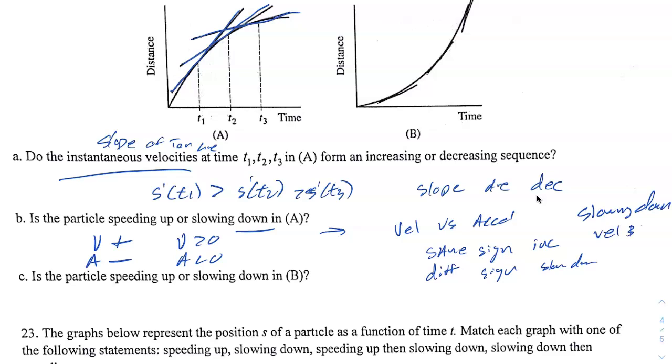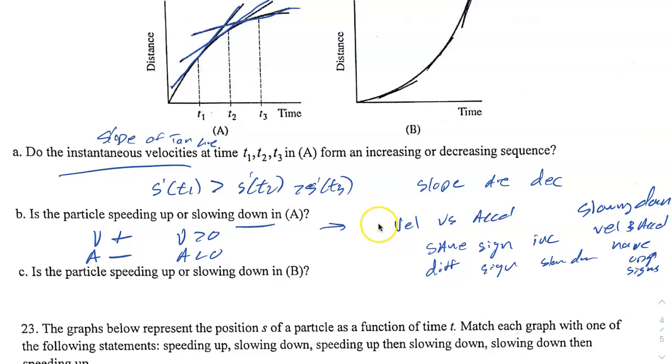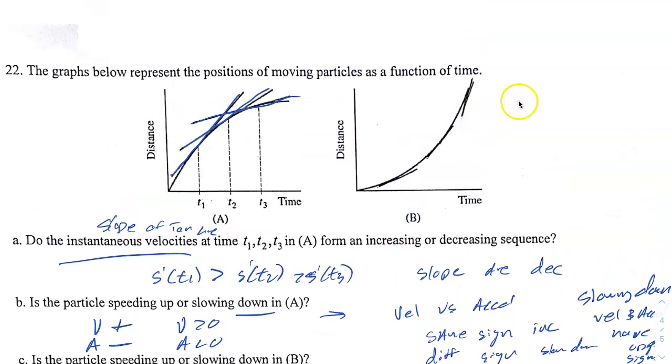Velocity and acceleration have opposite signs. So there we go with that. Is the particle speeding up or slowing down in B? So we have to go through the same sequence in B.